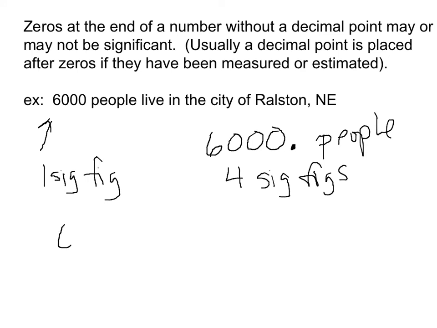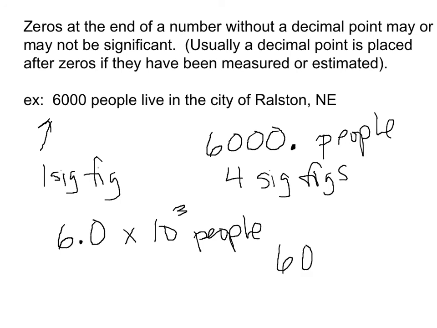Probably the most common way would be by using scientific notation. Now we'll get into this probably in the next lesson, probably tomorrow during class. But the way you would write this number 6,000 with 2 significant figures is you'd write this as 6.0 times 10 to the 3rd power. And we'll talk about this later. Don't get all upset that I'm using scientific notation. We'll get to that. There's another way you could write it.